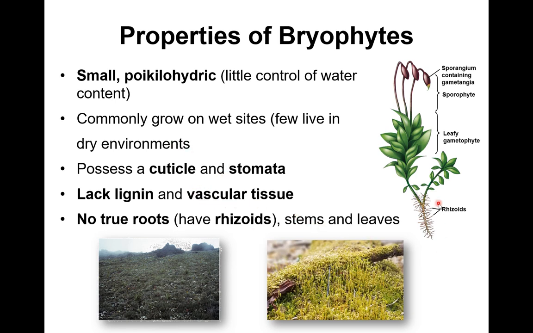Finally, also, they don't have real roots. They only have rhizoids. They have very short stems here, and they don't really have true leaves. These appear like leaves, but in reality, it's just a single layer of epithelium. A leaf would have a vascular tissue inside. These pseudo leaves here don't have a vascular tissue, so they're not considered as real leaves.